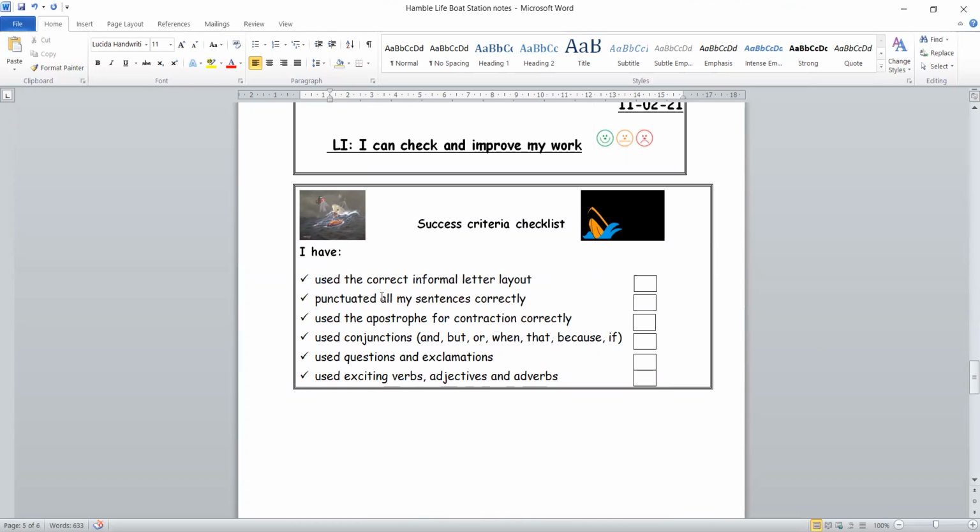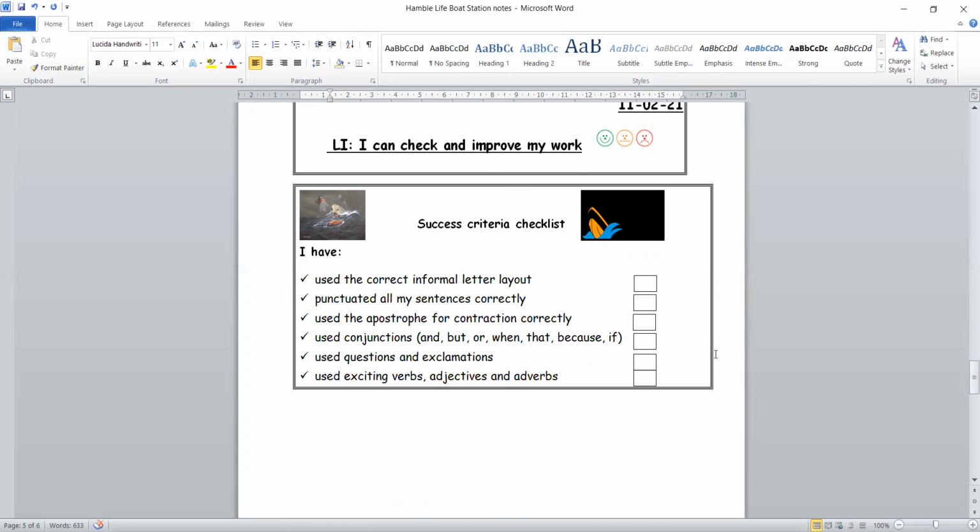Now, I know, children, that we all have different abilities and we find writing, some of us find it easier and some of us find it harder. So some of us will only have been able to meet some of these success criteria. But as long as you've made an effort and done your best, that's all that matters. So please do not worry if you have done your best but not met every single success criteria. If you haven't met all the success criteria yet, and yet you know that you can do it, then please do have a go at checking and improving your work.